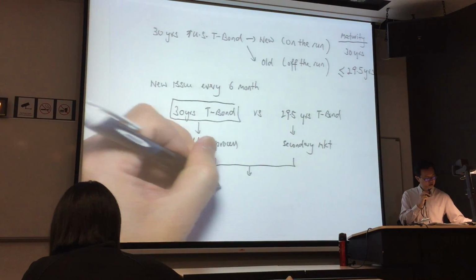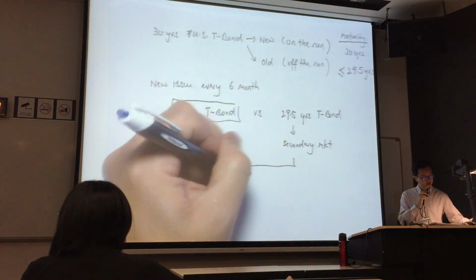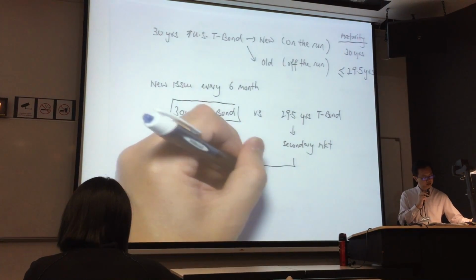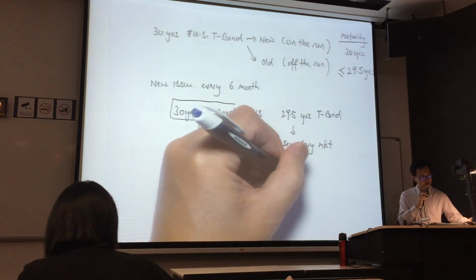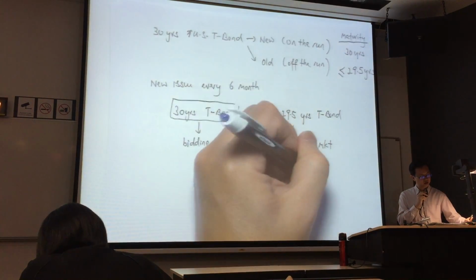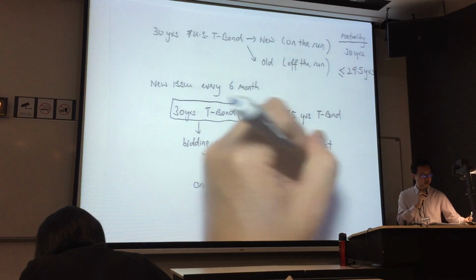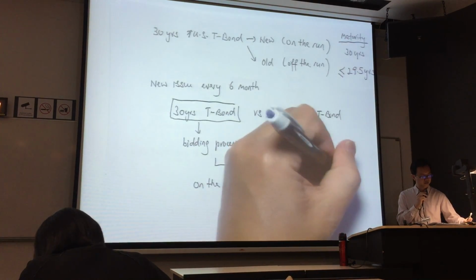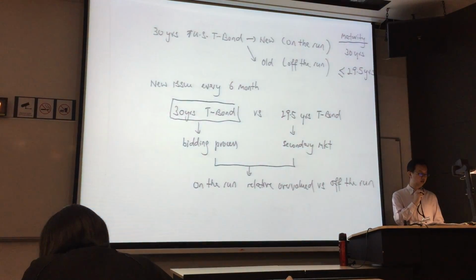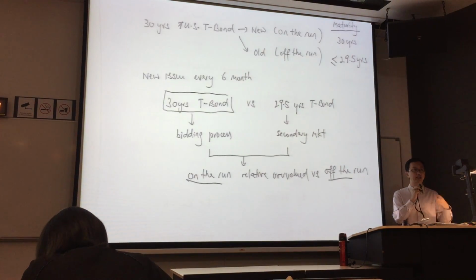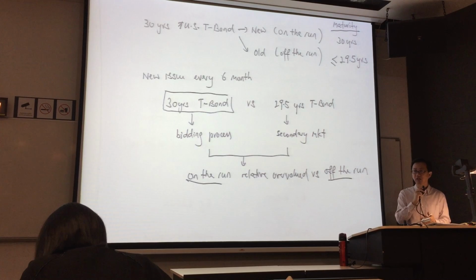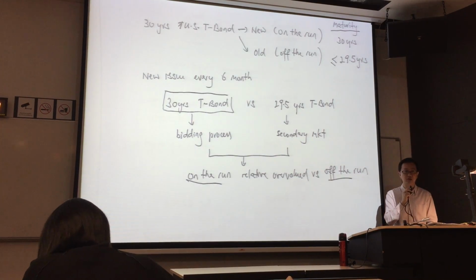On the run, relatively overvalued versus off the run. Right, so it's a relative valuation. The 30 years bond is deemed to be too expensive compared to the 29.5 years bond.